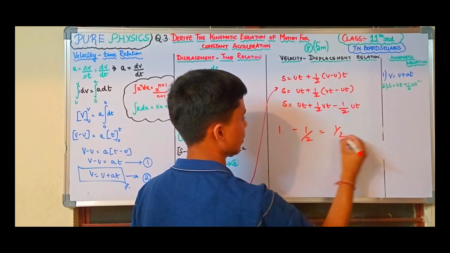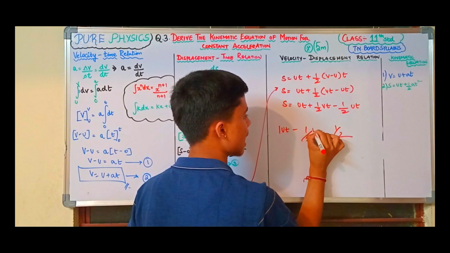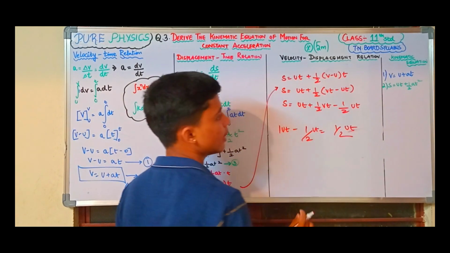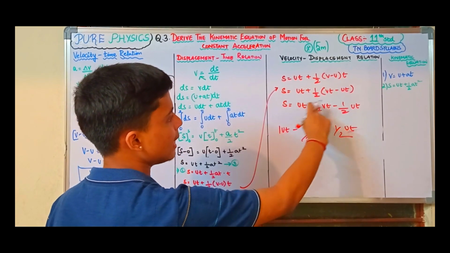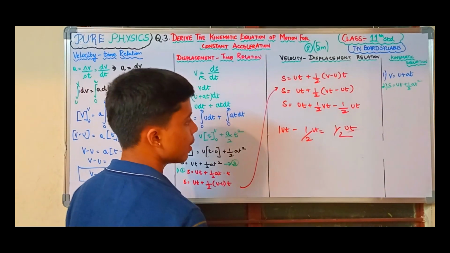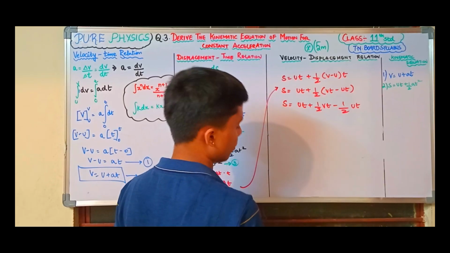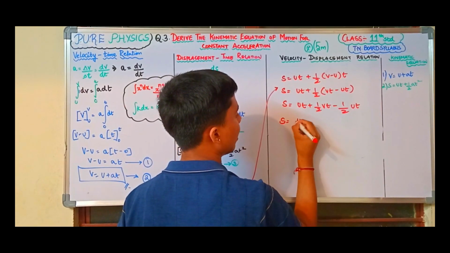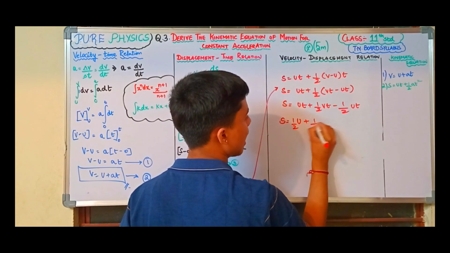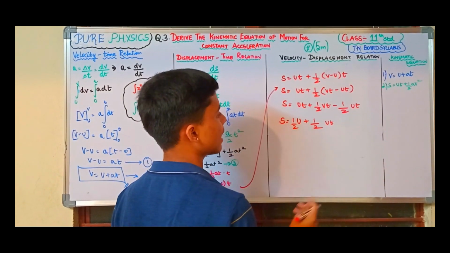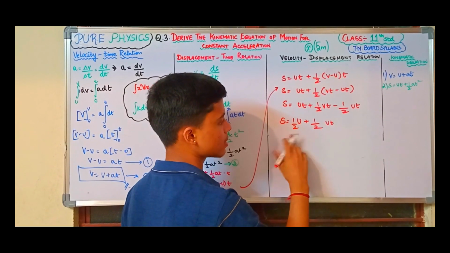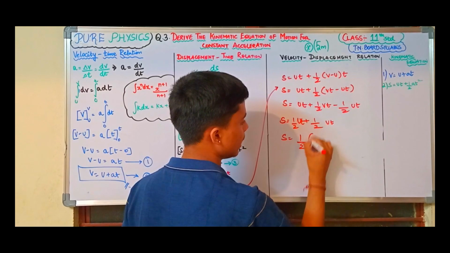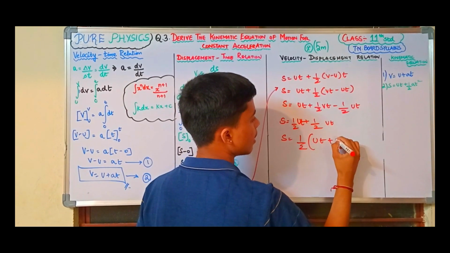The answer is half. So 1 ut minus half ut will give you half ut. Therefore, when you add half ut and minus 1 by 2 ut, you will be left with 1 by 2 ut. So you will write the final equation as s is equal to half ut plus half bt, or you will just take common. 1 by 2 is common as well as t is also common. So s is equal to 1 by 2 into ut plus bt.